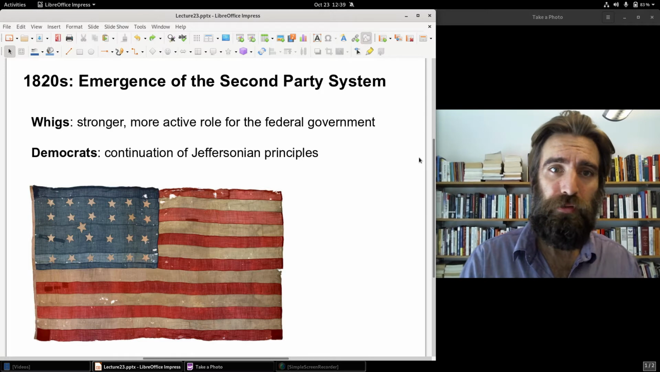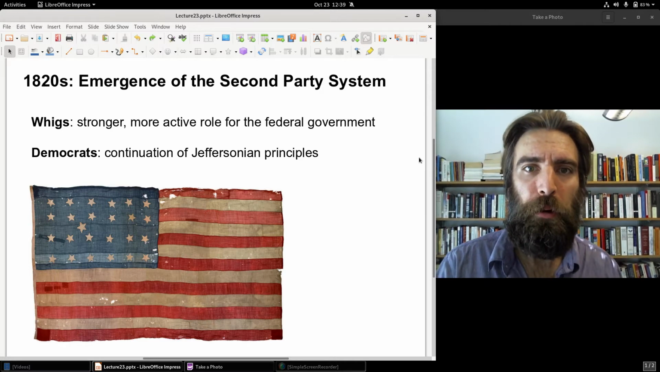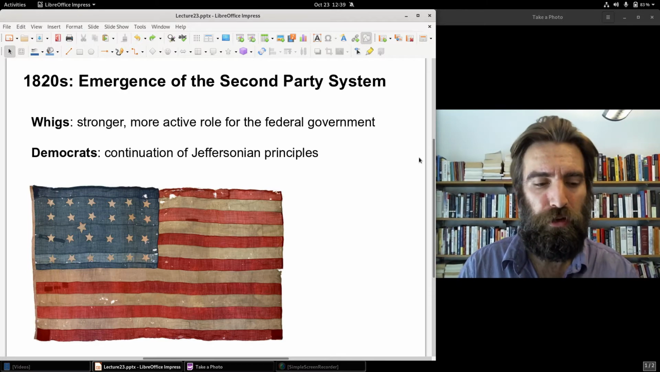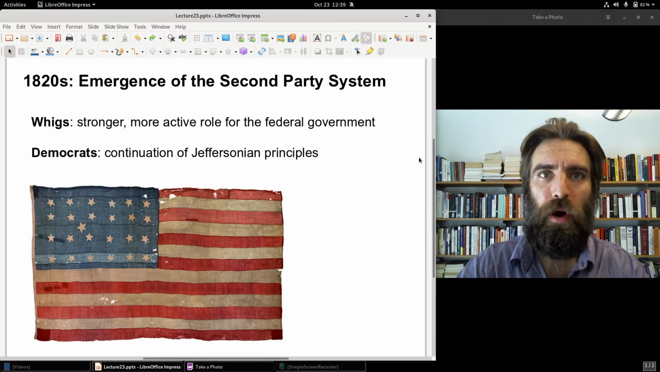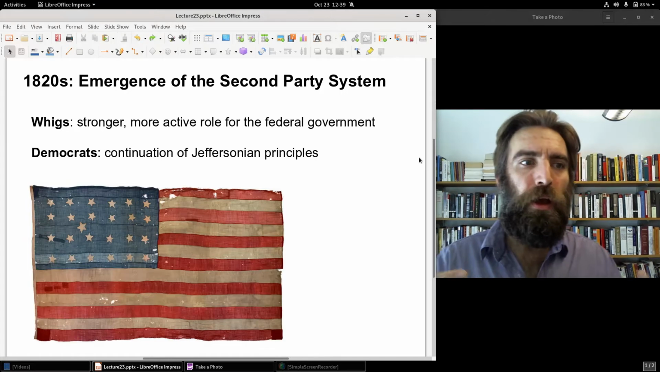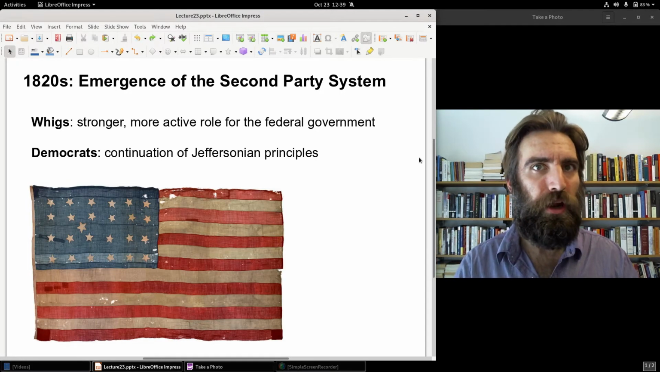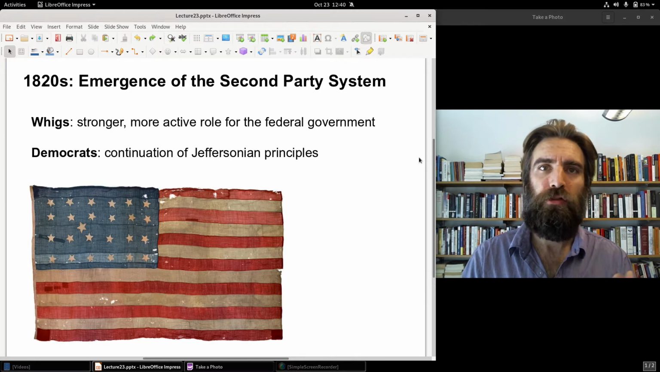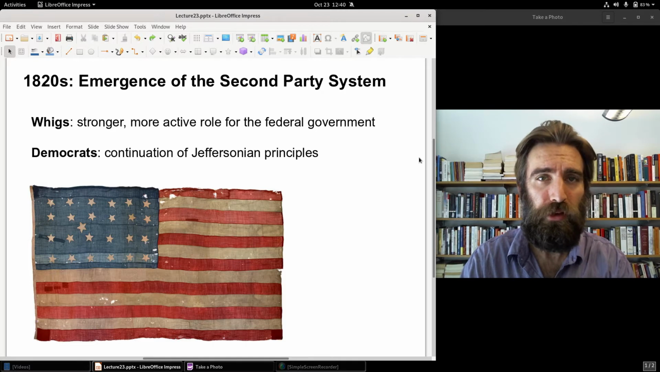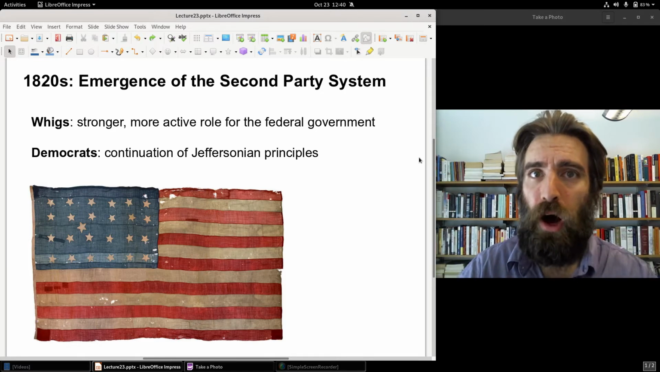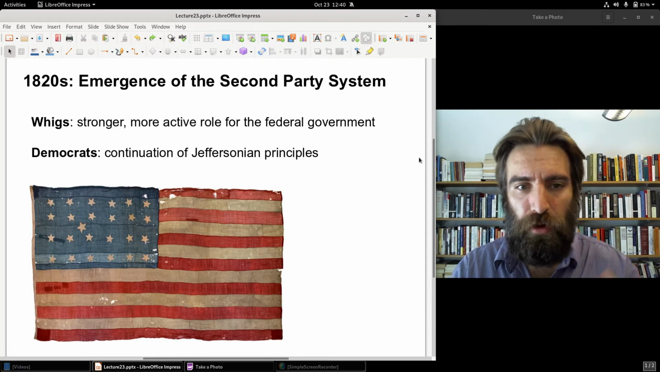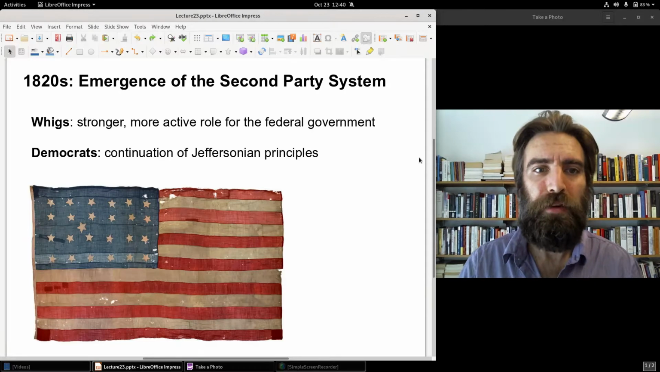Well, in the 1820s, we have the emergence of what historians call the second party system, the second American party system. And without going into too much detail, the two parties are the Whigs and the Democrats. Now, the Whigs assumed the Hamiltonian mantle of a stronger, more active role for the federal government. Their interpretation of the Constitution, like Hamilton, is a lot broader, leaving more flexibility for the federal government to act and to do various activities.